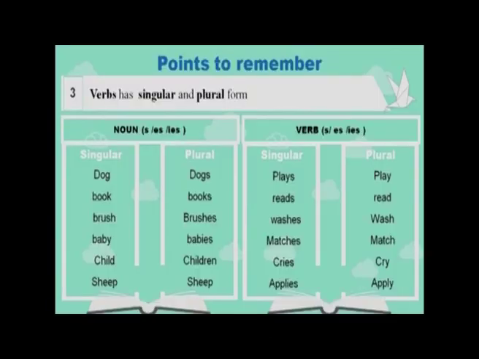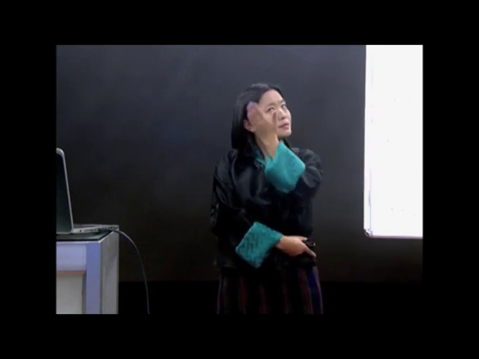Plural form play becomes plays in singular. Read becomes reads. Wash becomes washes. Match becomes matches, and cry becomes cries. Apply becomes applies. Now, if you are smart enough, you might be wondering, why not s to all the verbs and all the nouns? Why sometimes es? Why sometimes ies?